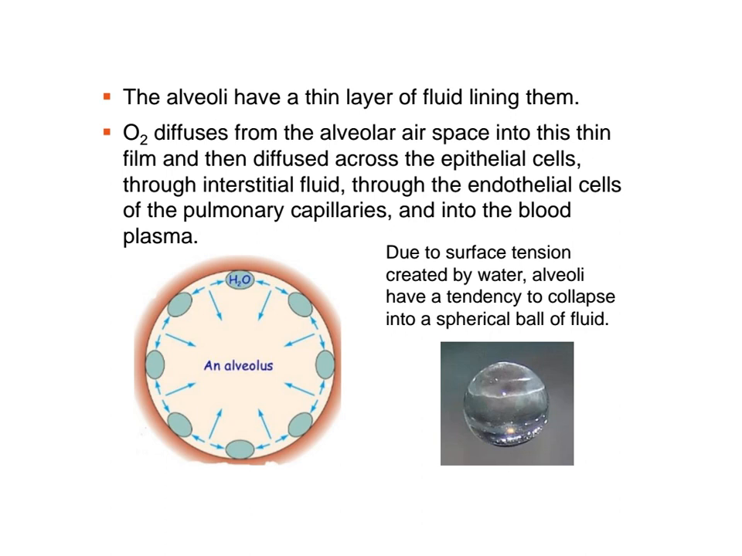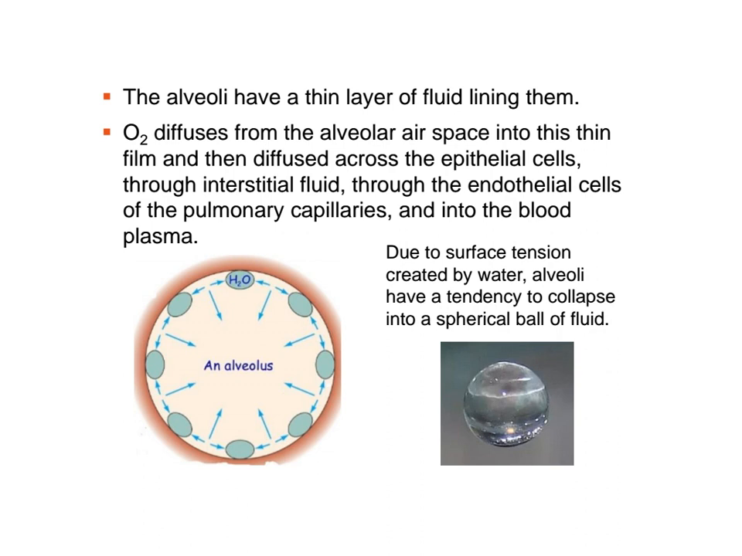As I've mentioned a number of times, the alveoli have to have a thin layer of fluid lining them. If they didn't, you wouldn't be able to pick up oxygen effectively. Now, this turns out to be a little bit of a problem, because having this layer of water inside each alveolus tends to collapse the alveoli.